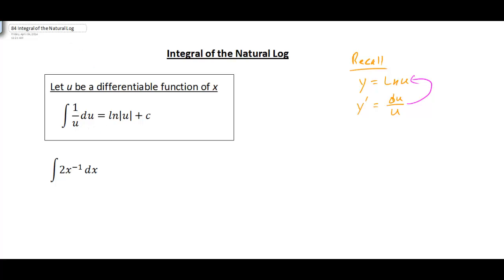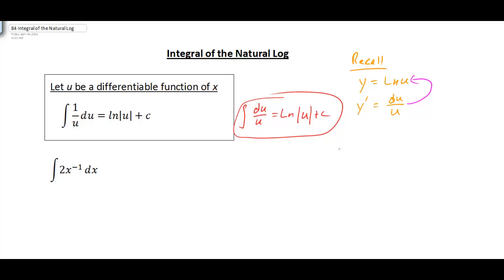We have 1 over u du, and we could think of this as the integral of du over u. And if we have this integral here, so 1 over u du is the same thing as the integral of du over u, then that's simply going to be the natural log of the absolute value of u plus c. So in a lot of cases, we think of this as du over u, and then we know that we have the integral here that's going to equal the natural log.